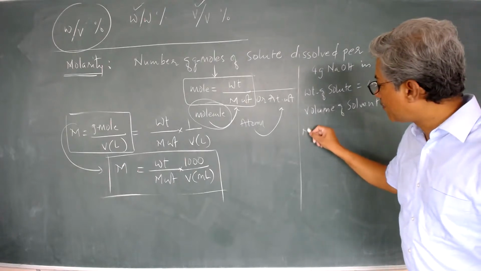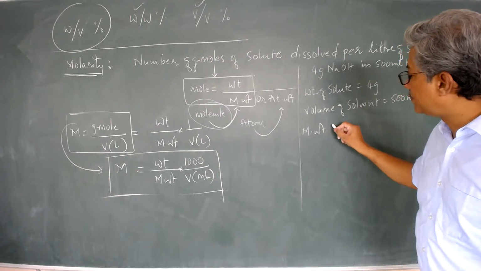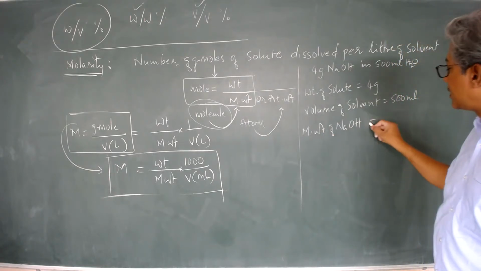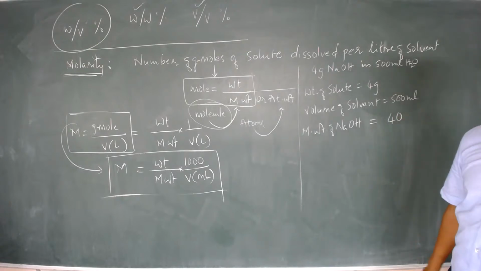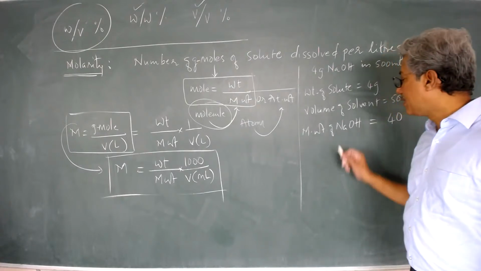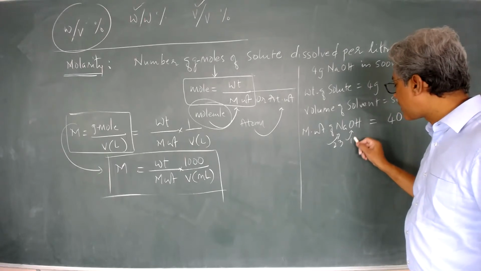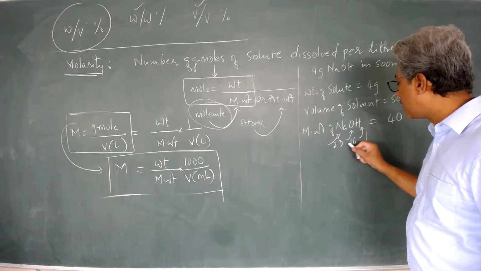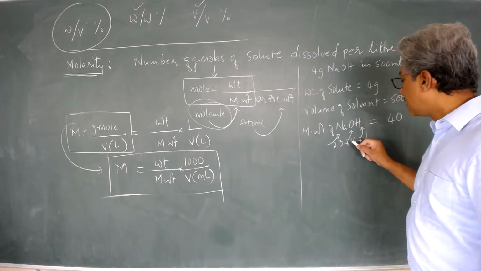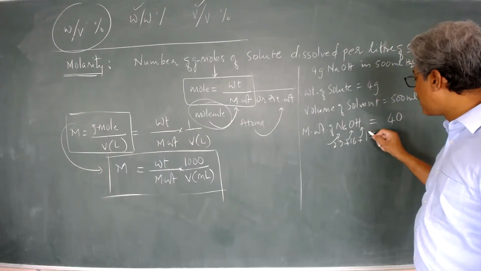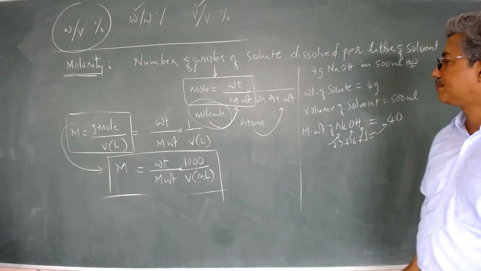Then what do we need? The molecular weight of the solute, that is sodium hydroxide, is how much? It is 40. How is it 40? The atomic weight of sodium is 23, oxygen is 16, and hydrogen is 1. Then 16 plus 1 is 17, plus 23 is equal to 40.